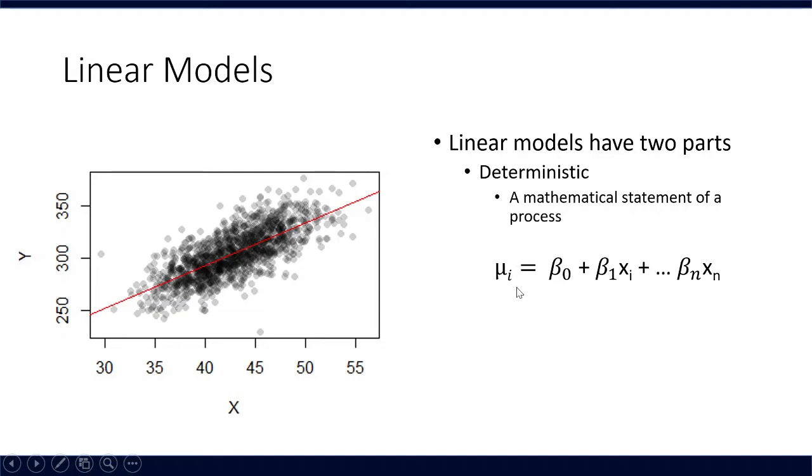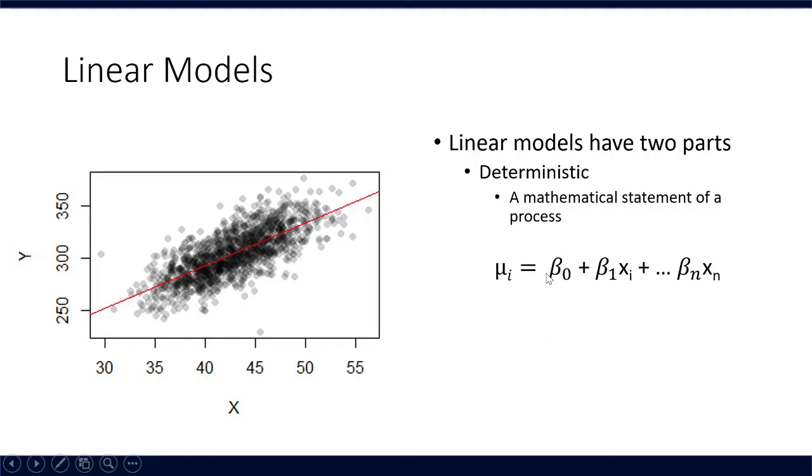And so when we're calculating the mean, this red line, what we need to do is account for a couple different coefficients, a couple different parameters. The first of these is called beta naught, or beta 0.